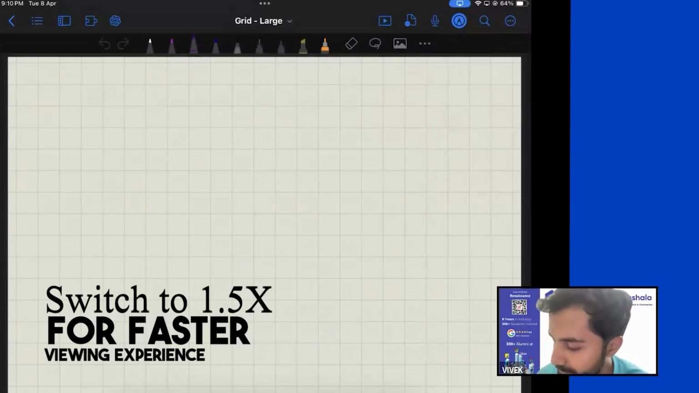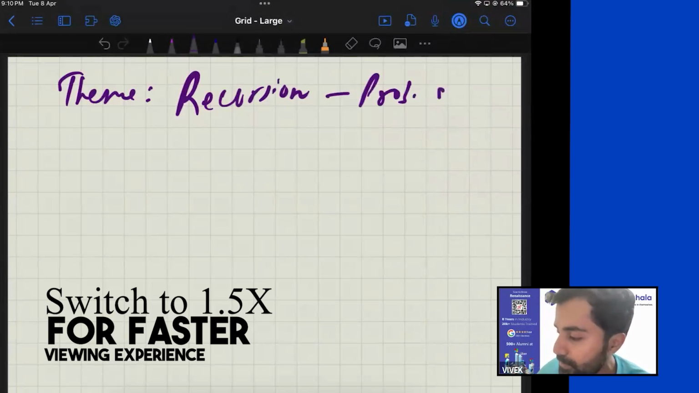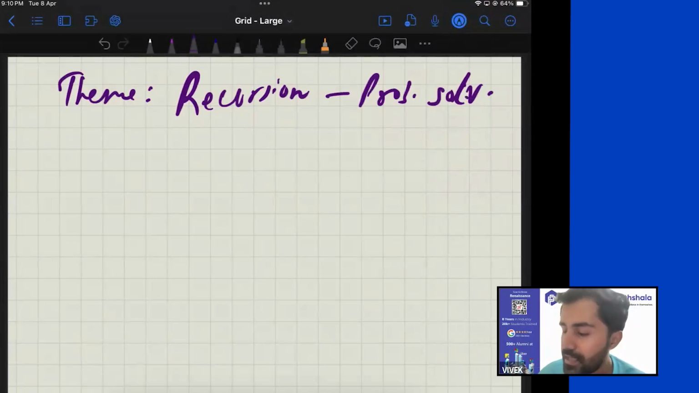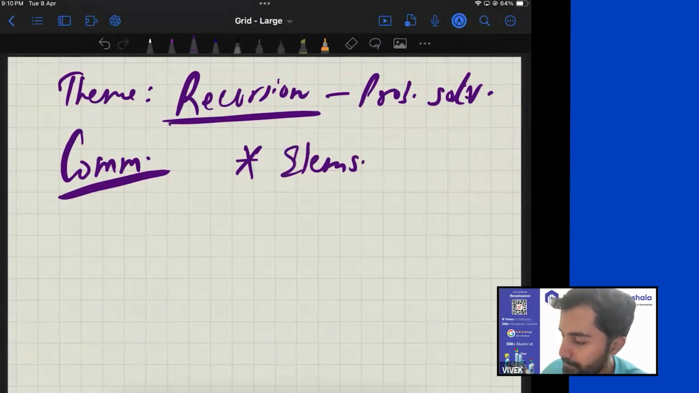Today, our theme is going to be around recursion. And in recursion also, we are going to focus on problem solving using recursion. See, there is one thing which is common across all the problems of recursion. And what is that? Elements of choice.